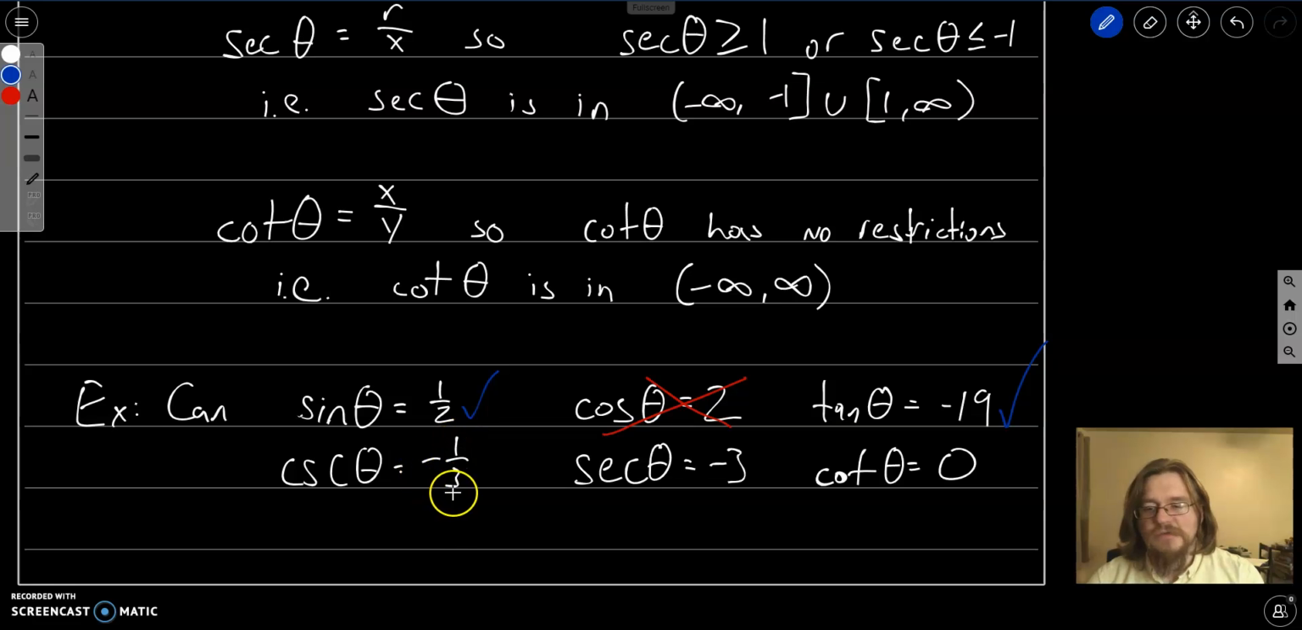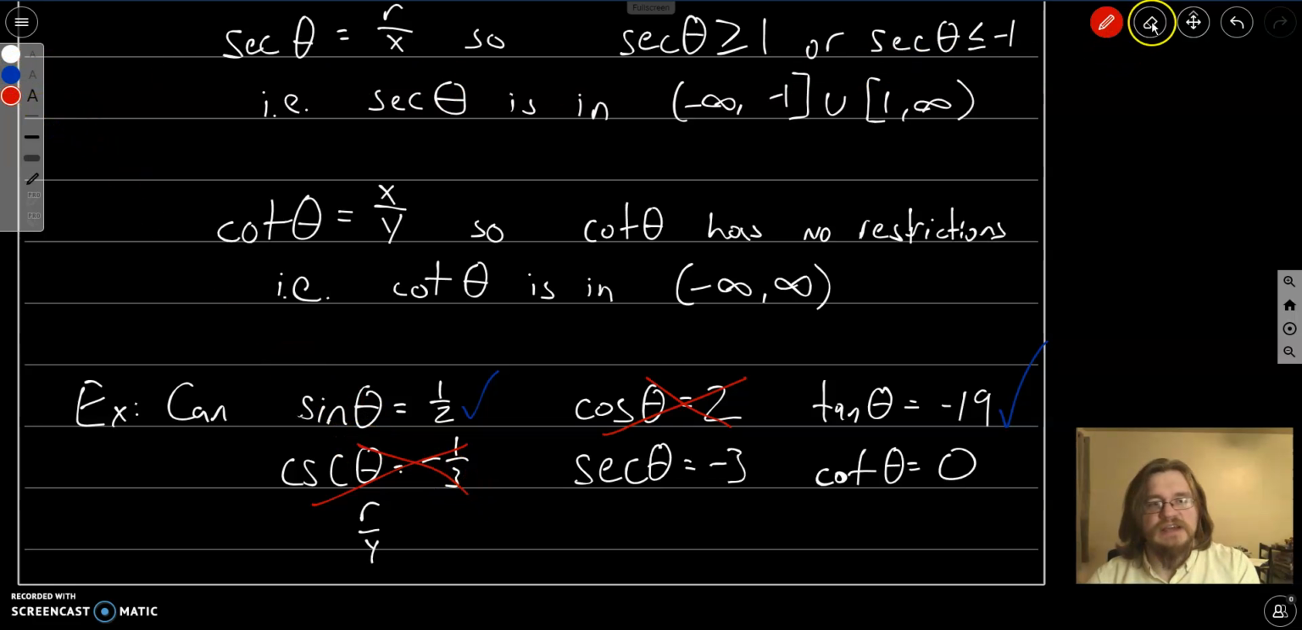Cosecant, can that be -1/3? Well, it could be negative. So any one of these trig functions could be positive or negative. That doesn't tell us anything. The 1/3, cosecant, is the reciprocal of sine, which is going to be r divided by y. R needs to be bigger than y. It doesn't look like it. This one is not possible.